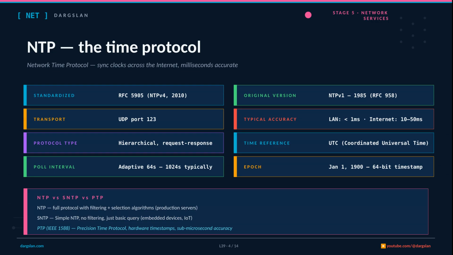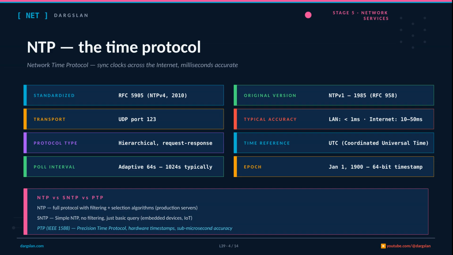NTP, the Network Time Protocol, has been quietly running the internet's clocks since 1985, with the current version, NTP v4, standardized in RFC 5905 back in 2010. It rides on UDP port 123, uses a hierarchical request-response model anchored to UTC, and polls adaptively, anywhere from once a minute to once every 17 minutes, depending on how stable your clock looks.